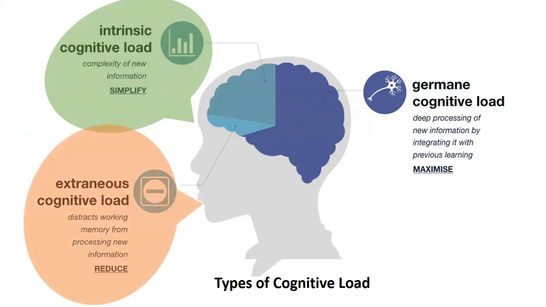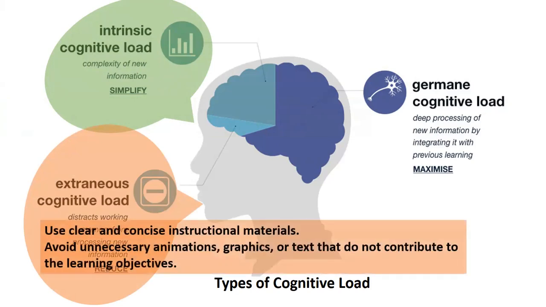Extraneous cognitive load distracts working memory from processing new information, and this needs to be reduced. How? Use clear and concise instructional materials. Avoid unnecessary animations, graphics, or text that do not contribute to the learning objectives.